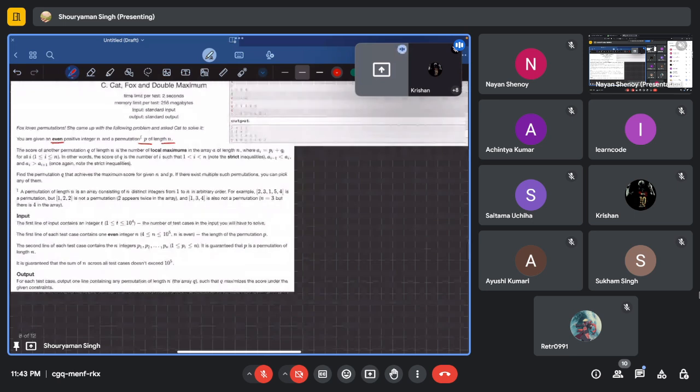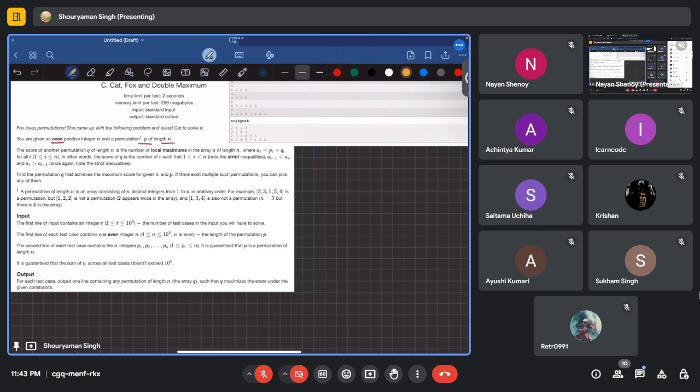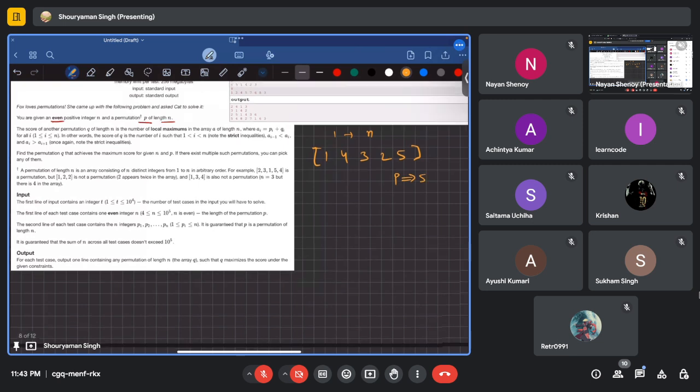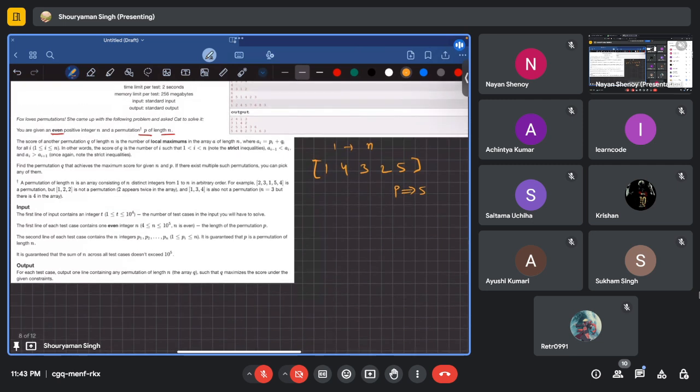नाउ परमिटेशन का क्या कॉन्सेप्ट है, ये है कि परमिटेशन इज अ नंबर. So permutation is an array where you have numbers from 1 to n. N is the size of the permutation, such that each number occurs only once. Like this 1, 4, 3, 2, 5 is a permutation of length 5. It can be in any order, but the main thing is that every element occurs only once and every element must occur from 1 to n.